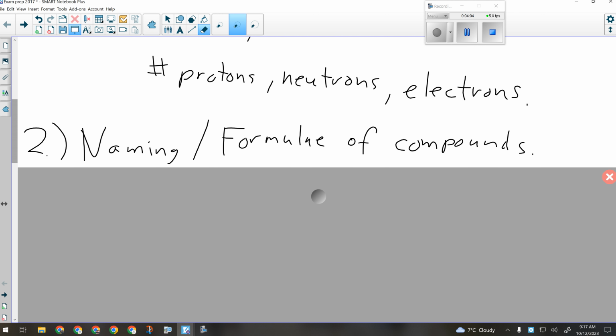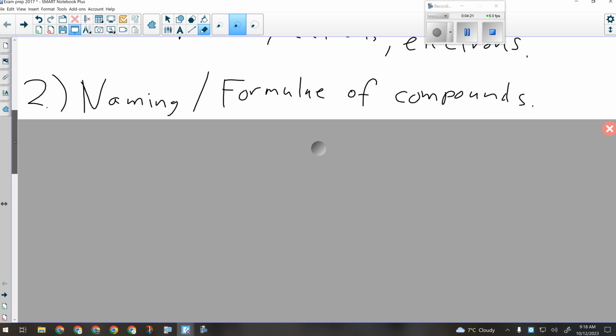Being able to write the names and write the formulas, most importantly, is going to be very important for all parts of the test, not just where I'm directly saying what's the right formula for this compound or what's the right name for this one. Indirectly it gets tested in the reaction and the mole equation. So definitely go over that.